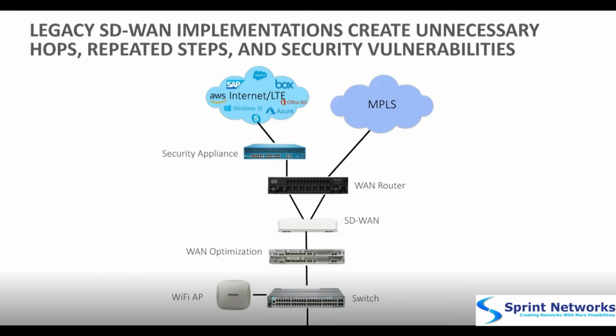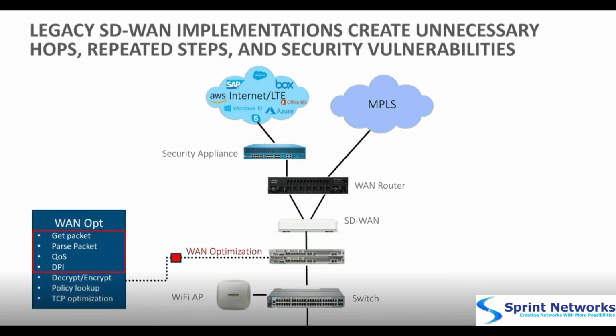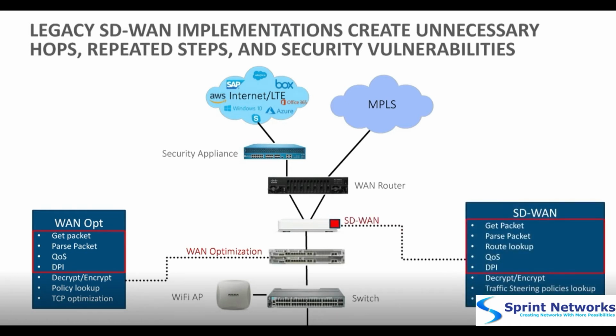Okay, so with this model, let's have a look at the performance impact. Let's look at a typical packet flow. So a packet hits the wire, comes onto the LAN switch. The LAN switch would then forward it to the WAN optimizer. The WAN optimizer would look at this packet and it would do its get packet, pass packet, then it'll do a bit of quality of service and TCP optimization, and then passes it on to the SD-WAN device.